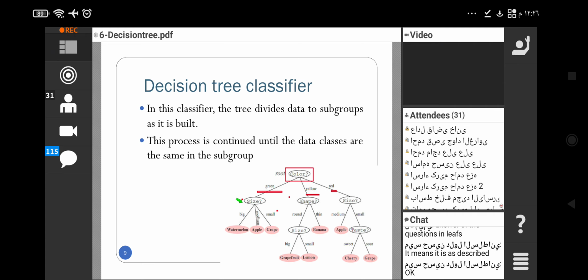So when we come into this branch, our data is limited. We don't work with all of the data. We only work with the data where the color feature is green. When we come here, we work with the data where the color is yellow. And when we come here, we work with the data where the color is red. So we are dividing the training data when we are building the tree. Do you understand?